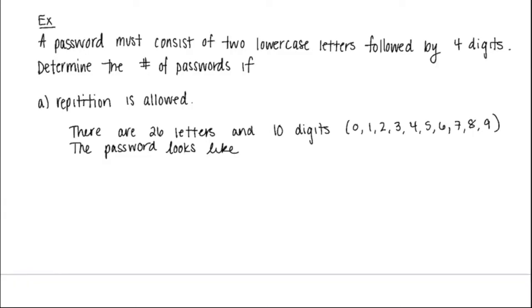So I've got 2 letters at the front, and then 4 digits at the end. So this is a letter, a letter, then a digit, a digit, a digit, and a digit, okay? So I can repeat letters. So I have 26 options for this first letter, 26 options for the second. So each letter has 26 choices.